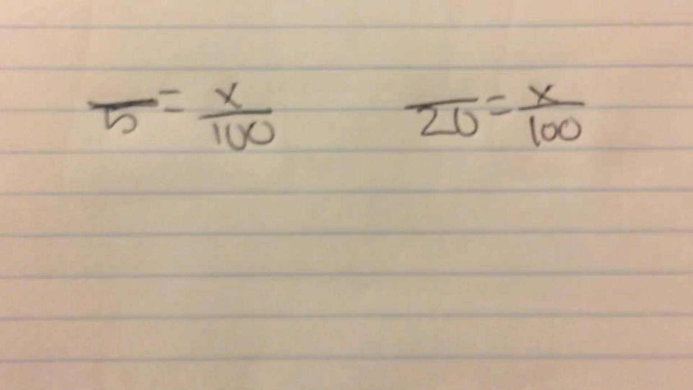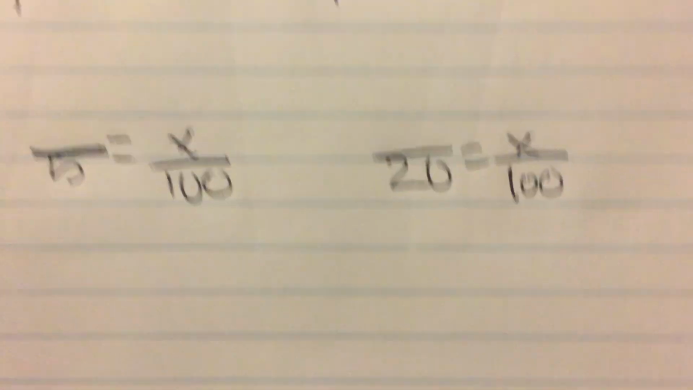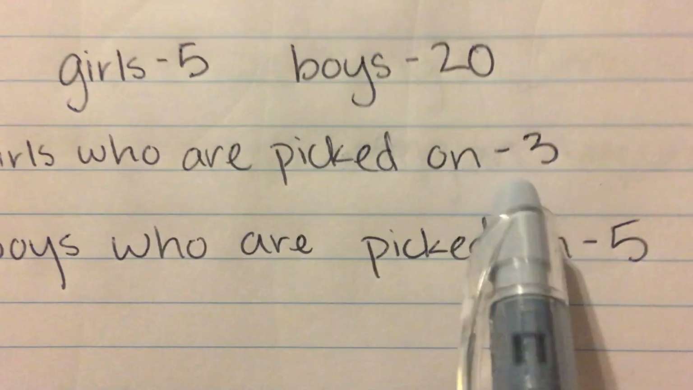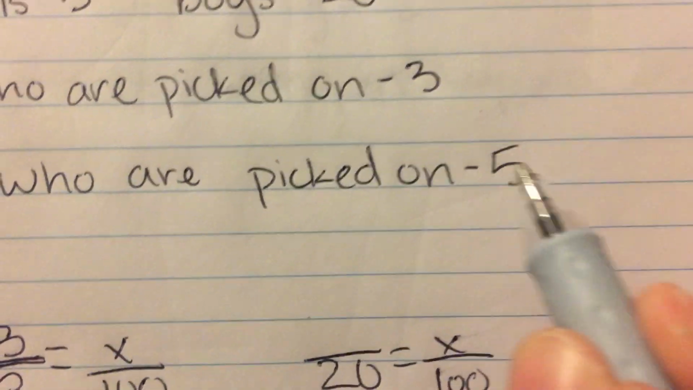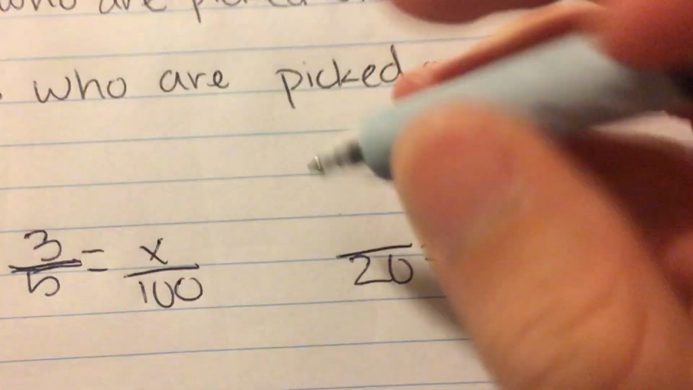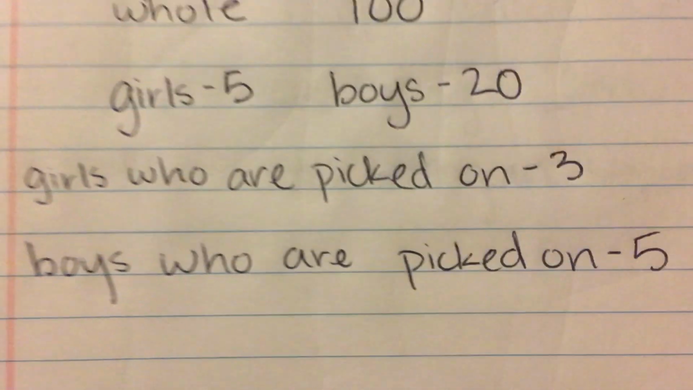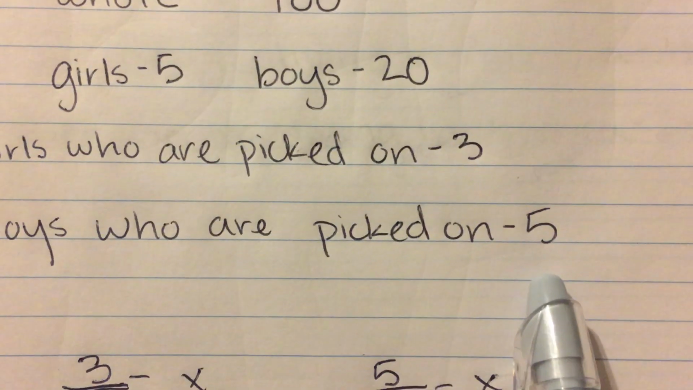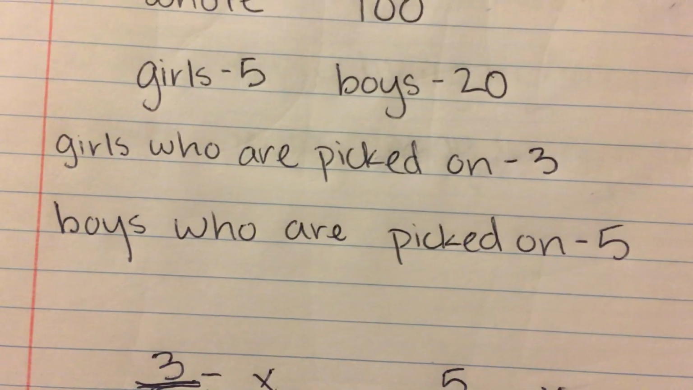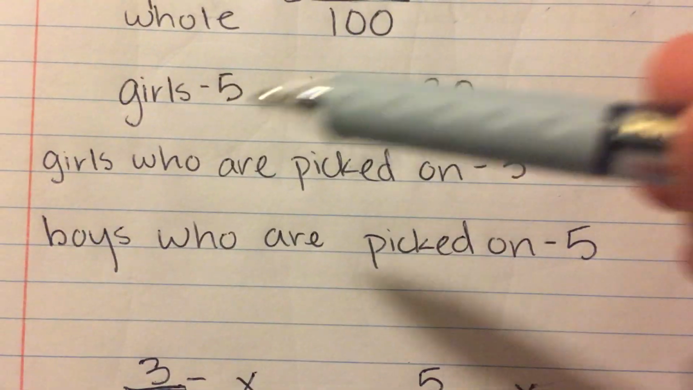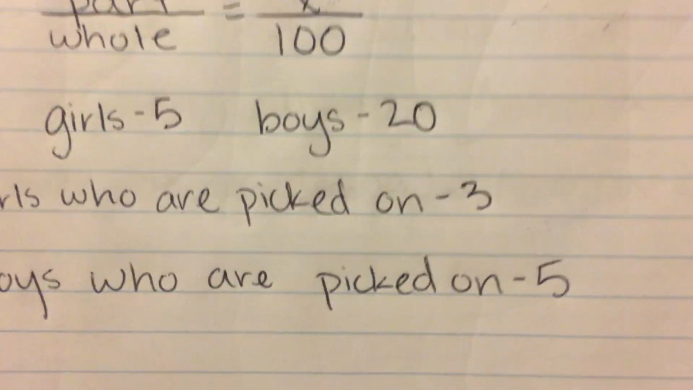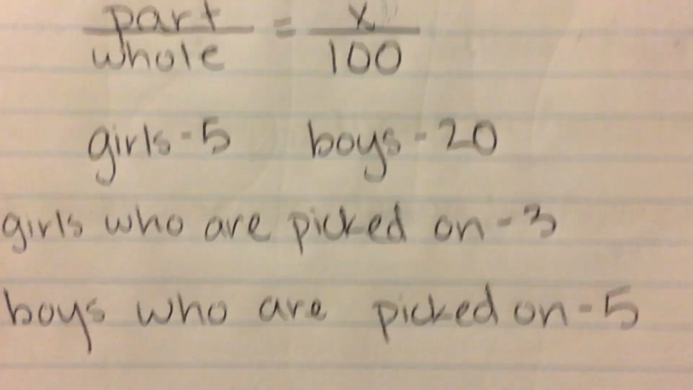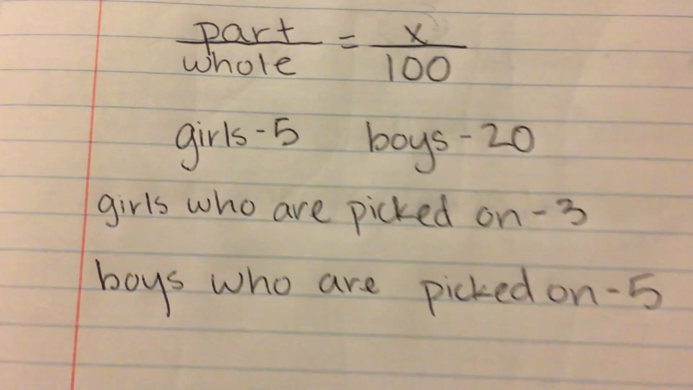So this class has a bit of a bullying problem. There are 3 girls in the entire class who are picked on. We're going to call that our part. There are 5 boys in the entire class who are picked on. So there are more boys who are picked on in the classroom, but if you're looking at these numbers, you can see there's something not super right about this, right? Alright, anyway, let's do this math.